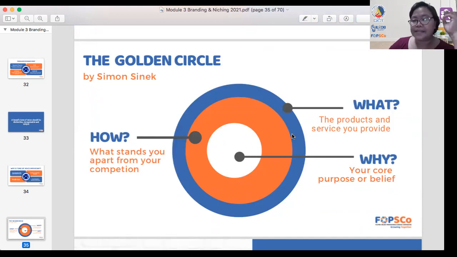First, why? From the innermost part, the core. Why? So you have to define your why, your core, your purpose, or your belief. Why? Why me? Why am I offering this? Why do you need me? Okay.